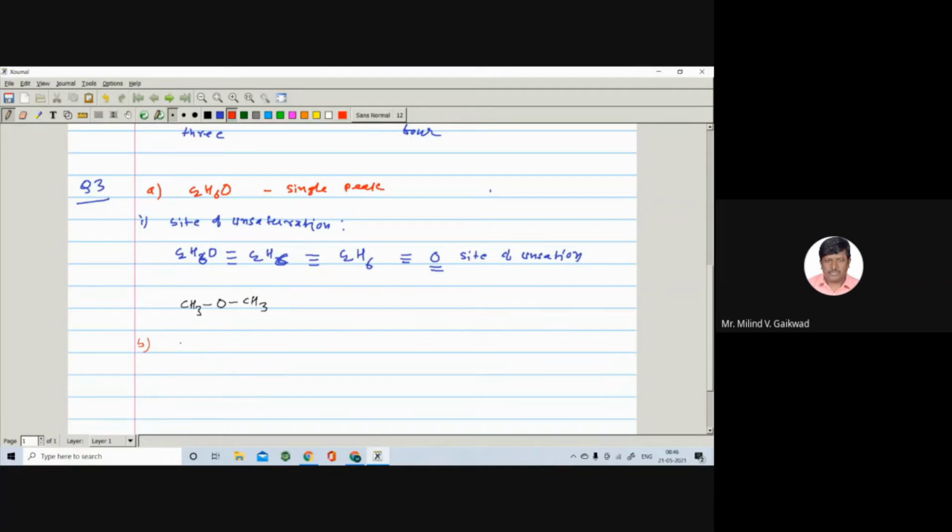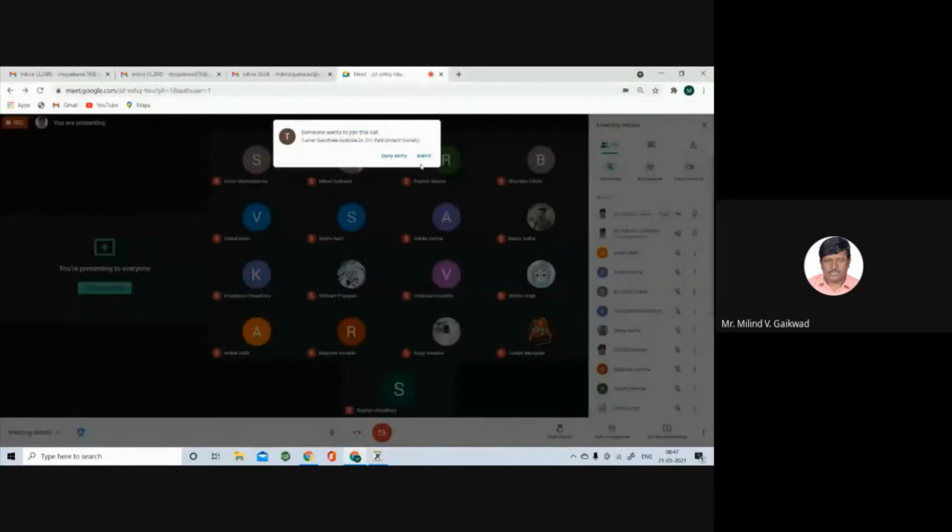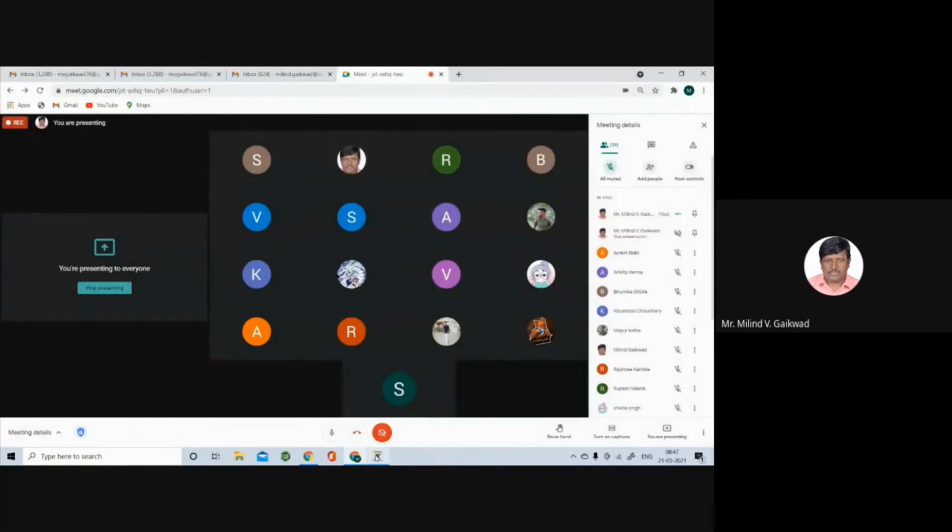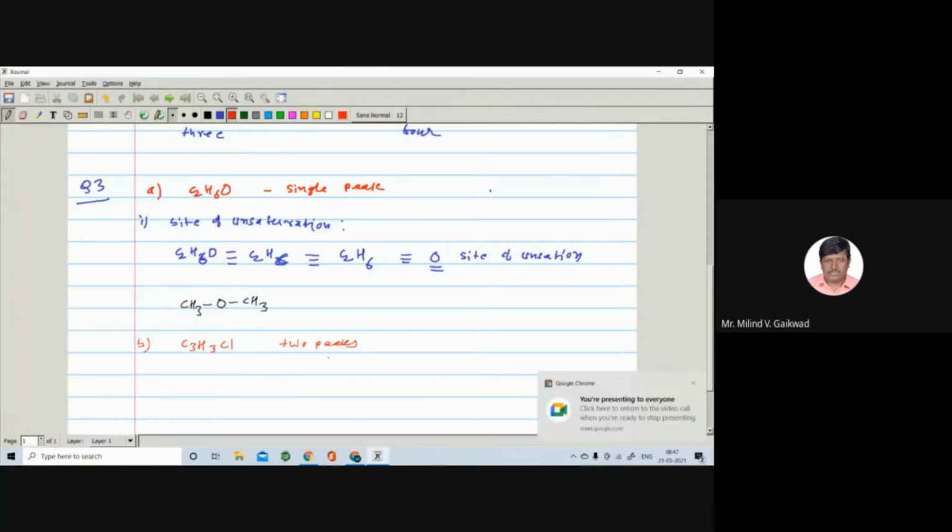Then here is an example, C3H3Cl. You are having 2 peaks. Means 2 signals, right? You are having the 2 signals. When you are having 2 signals, what does it indicate? That there are 2 sets of protons. So firstly what you have to do, we have to firstly find out the site of unsaturation, right?